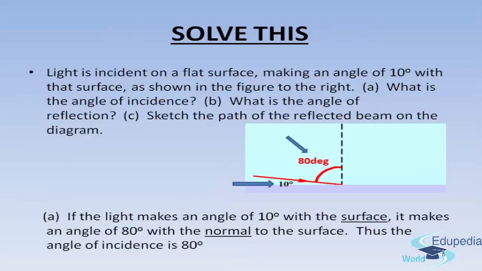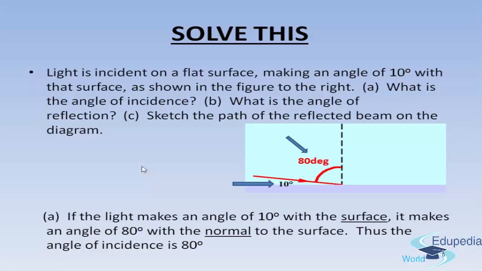Now, let's see whether we will be able to solve this numerical. This numerical is based on the laws of reflection only. If light is incident on a flat surface, making an angle of 10 degrees with that surface, as shown in the figure, so we have an incident ray making an angle of 10 degrees, which is the angle below this red line. This is actually the reflecting surface. Now, what is the angle of incidence, first of all? And secondly, what is the angle of reflection? Also, sketch the path of the reflected beam on the diagram.